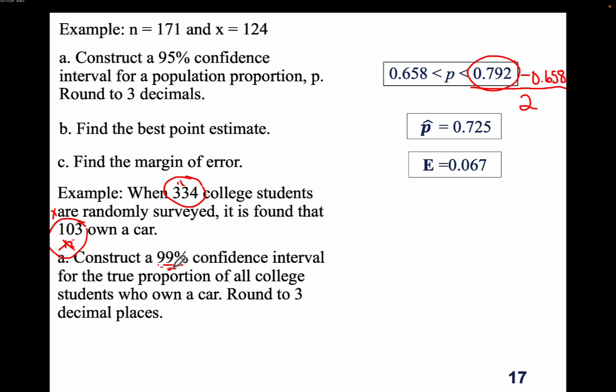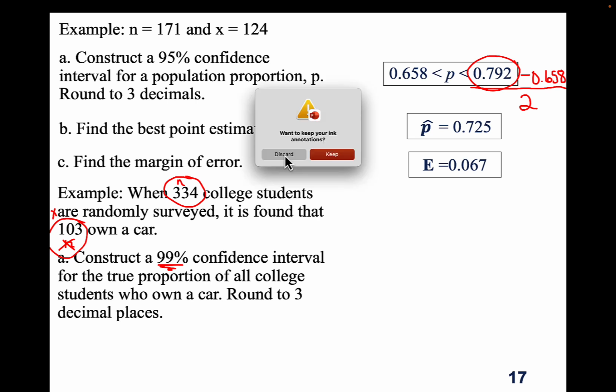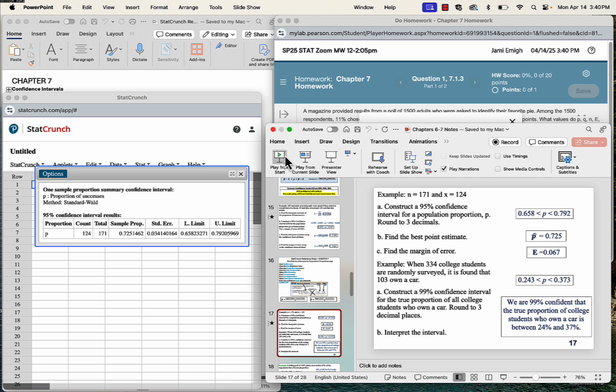You can do this by hand if you want, like we did 2 examples back, or you can practice more with StatCrunch. Okay, I'm going to use StatCrunch. Gotta remember these numbers: 103, 334, and 99%.